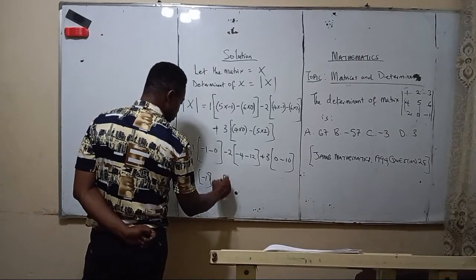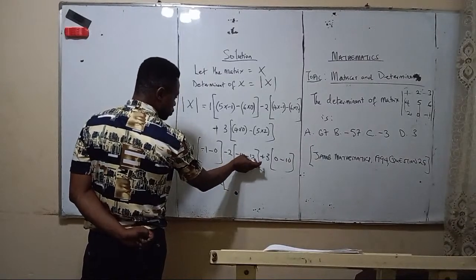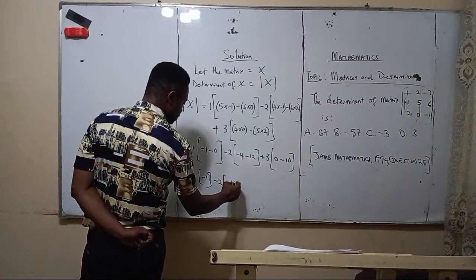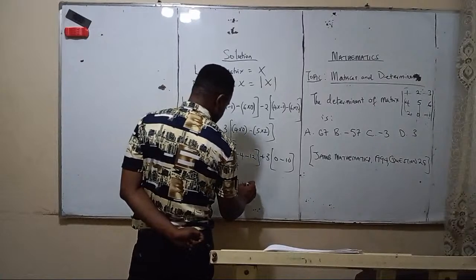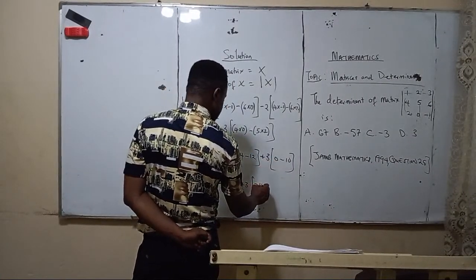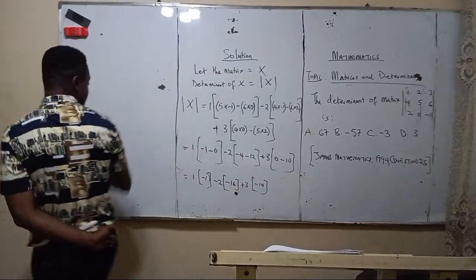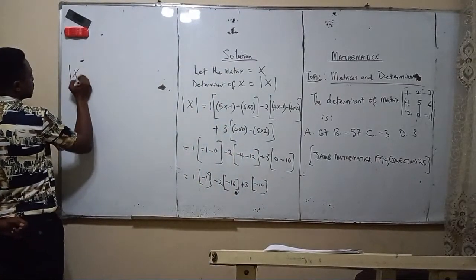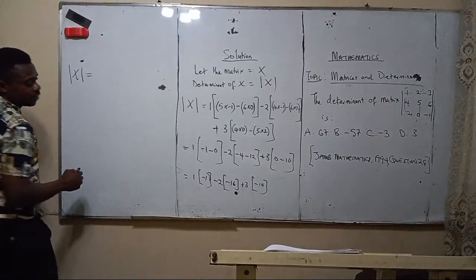We have minus 2. Minus 4 minus 12 is minus 16. Then plus 3. 0 minus 10 is minus 10. So let's come up here. So the determinant of x is now equal to what?